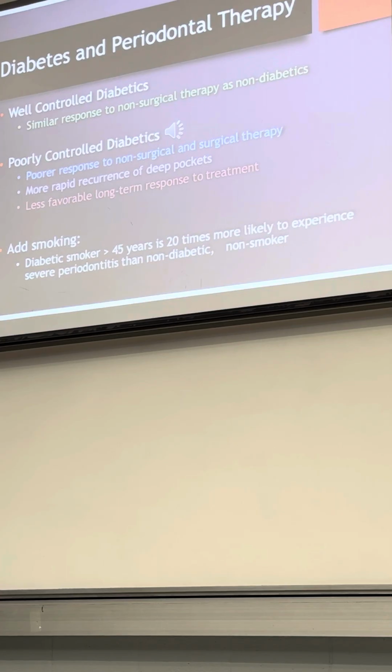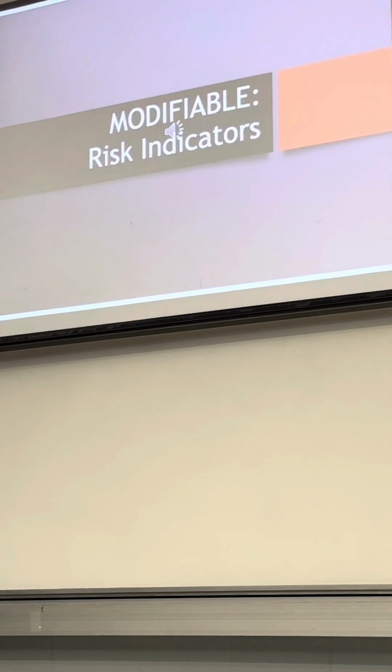Poorly controlled diabetics, again, have a poor response to non-surgical and surgical therapy. There's more rapid recurrence of those deep pockets, and a less favorable long-term response to treatment. Of course, you add smoking in, because people do. They know that they have bad health and they still have the bad habits too. Somebody who is diabetic and a smoker is 20 times more likely to experience severe periodontitis than a non-diabetic non-smoker. So stacking those risk factors is really bad for your patients.